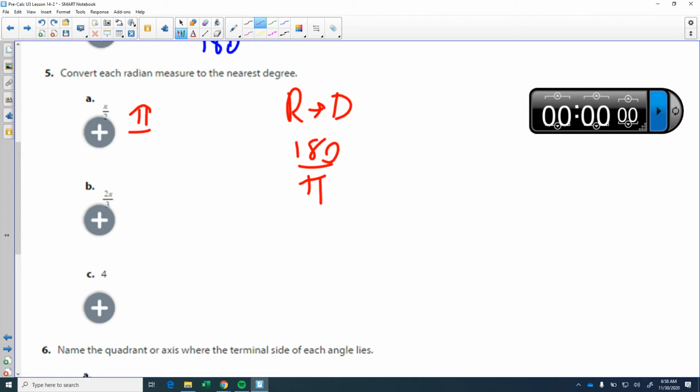If I were to take pi over 2 and multiply it by 180 over pi, technically these two would cancel out, and this would just become 90 degrees, okay? And that's how we convert back. Probably not going to spend a lot of time on that, but it's the idea, all right? That conversion rate works vice versa, okay?